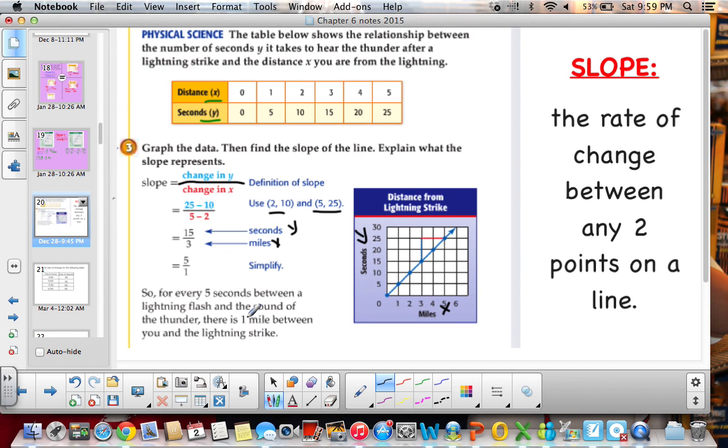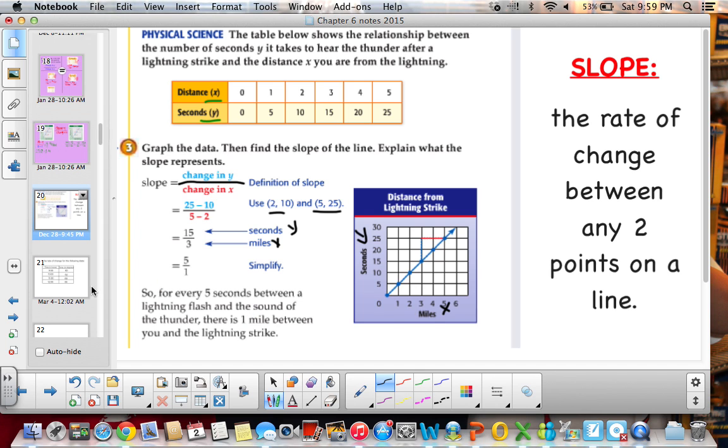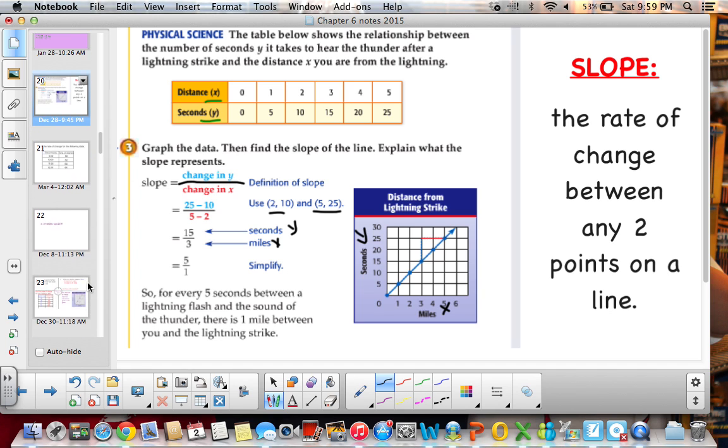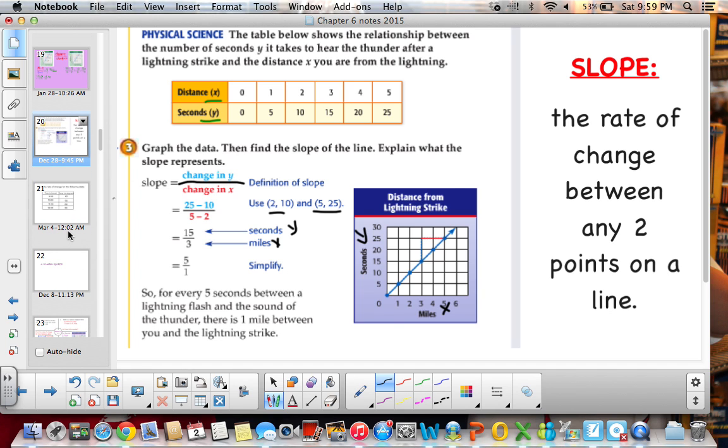Because you're going to hear the word slope, I just want to make sure that you understood how to find the slope, which is basically the same as rate of change. And we are going to skip that last table there.